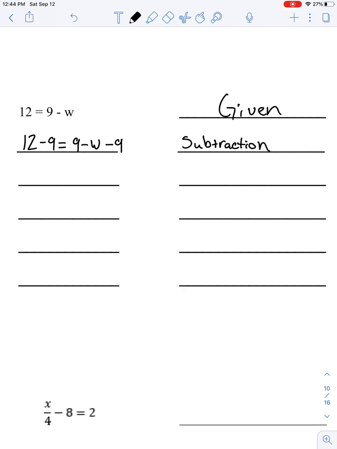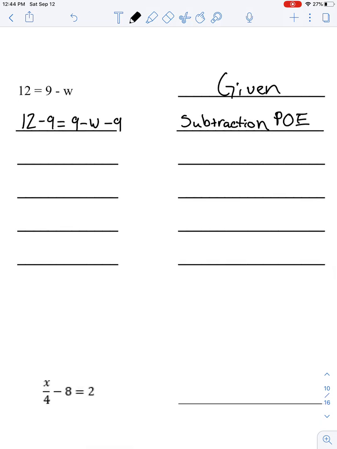And I'm going to run out of room, but it's called property of equality. And I'm just going to abbreviate because I don't have enough room, but I'd like you to write it out. Subtraction, property of equality. Scrolling down for the next one, we are going to simplify. We always simplify after a property of equality.